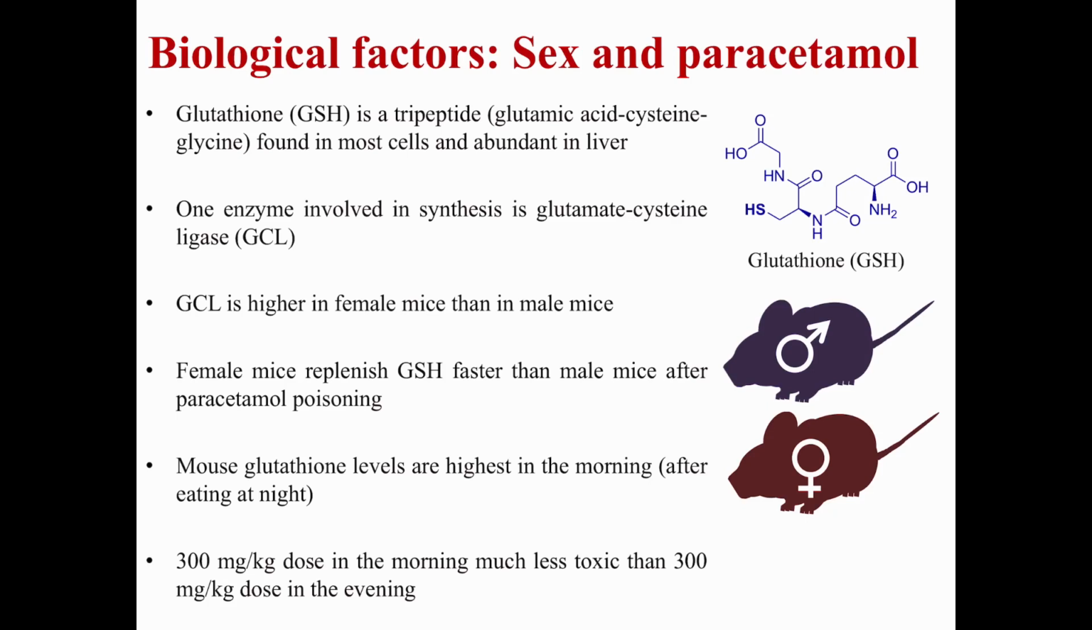Mouse glutathione levels are highest in the morning, as they've spent most of the night eating, being nocturnal animals. For example, a 300 mg per kg dose in the morning is much less toxic than a 300 mg per kg dose in the evening.